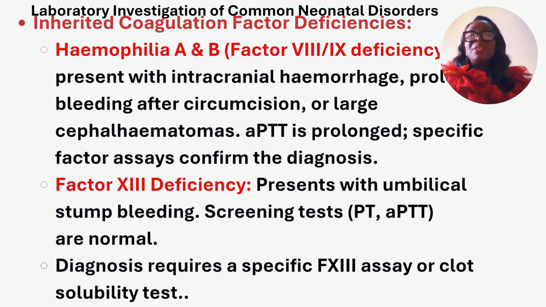Then we have factor 13 deficiency. Factor 13 deficiency in children presents with umbilical stump bleeding. Screening tests like PT and APTT are normal. Diagnosis requires a specific factor 13 assay or clot solubility test.